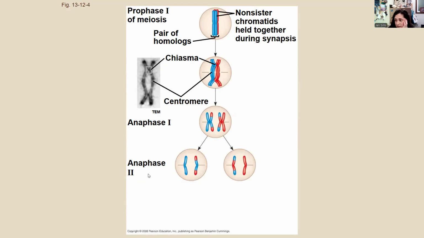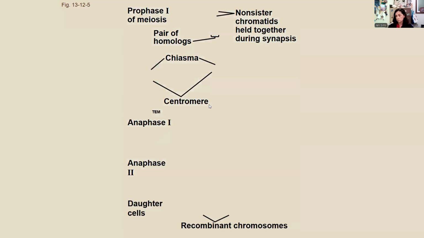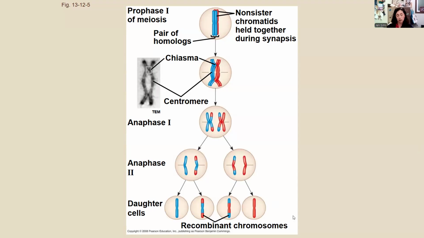And in anaphase two, your sisters have separated. Some of them can be completely intact. Again, remember that crossing over is random. So you might have no crossing over that happens. That's as equally likely as 1 to 4 events. And then here are the daughter cells. So you can have some that are recombinant and some that are not recombinant.